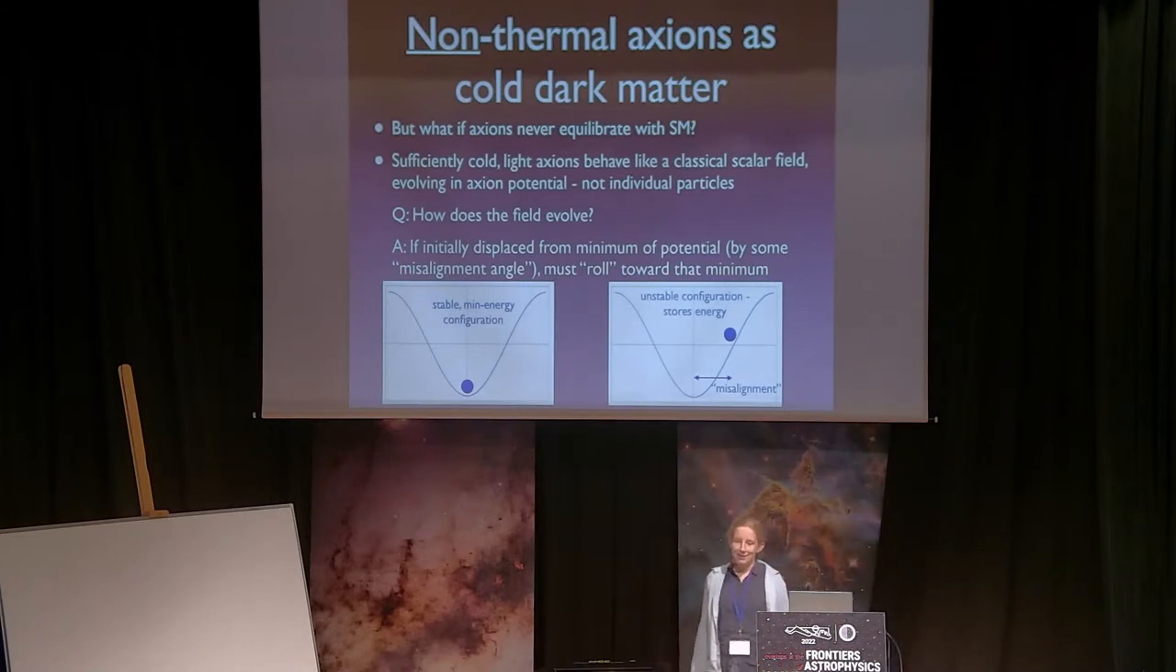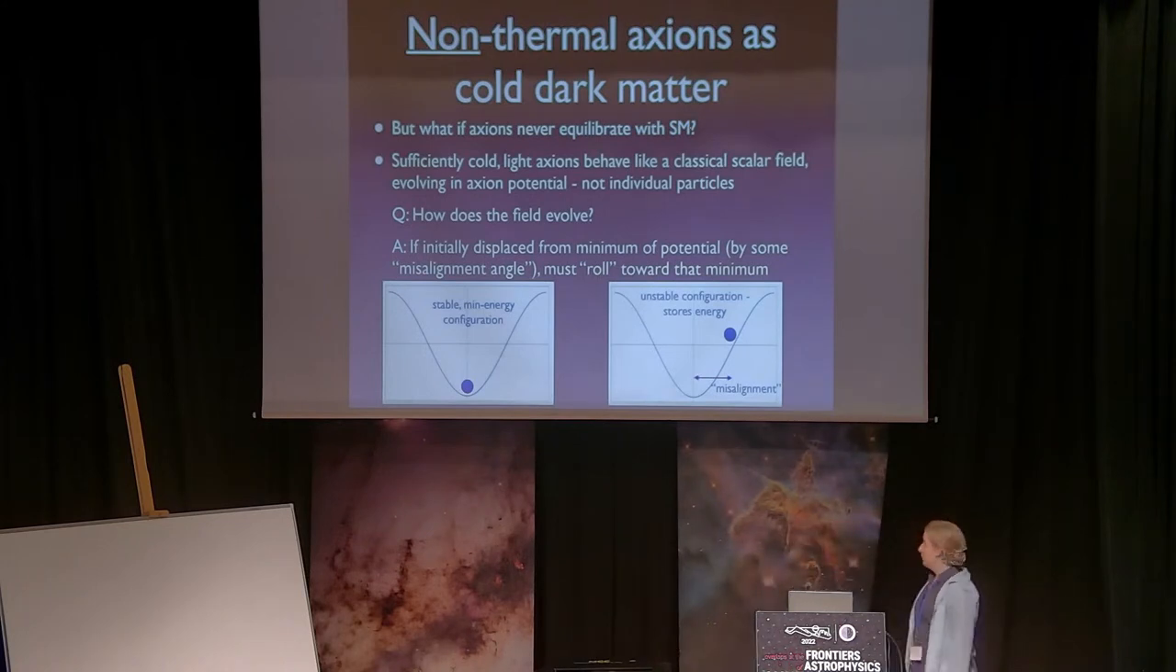So what about non-thermal axions to generate all of the dark matter? If axions never equilibrate with the Standard Model and remain sufficiently cold, then sufficiently cold light axions behave more like a classical scalar field evolving in an axion potential than as individual particles. Another way to say this is that it's the zero mode of the axion field, a coherent condensate mode. So we can ask, how does that field evolve over time? And the picture is here.